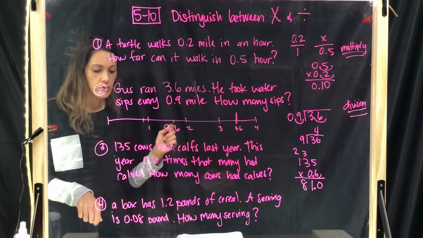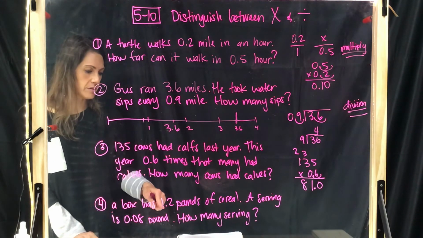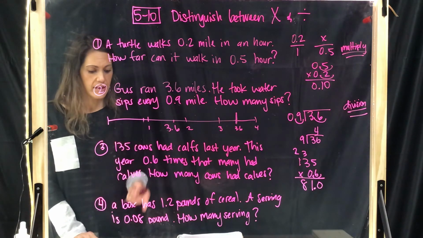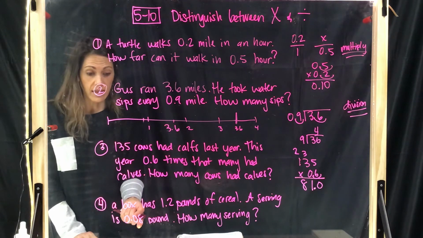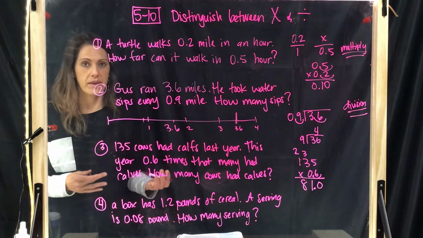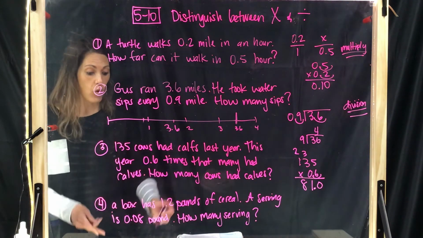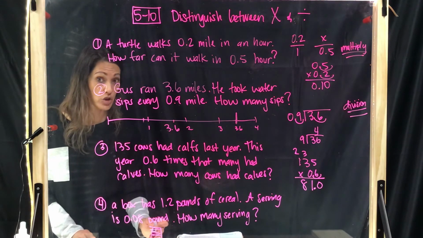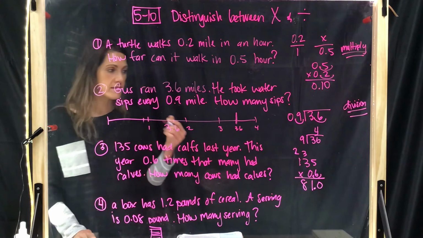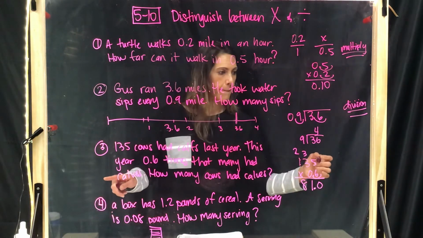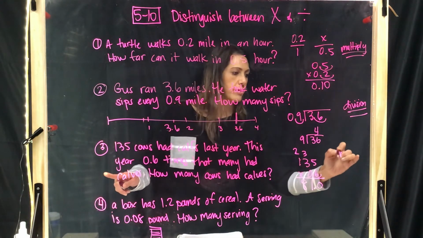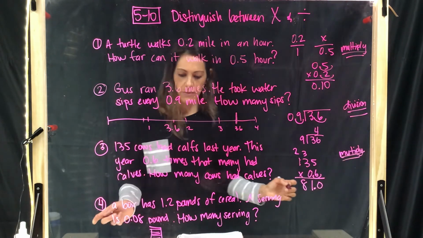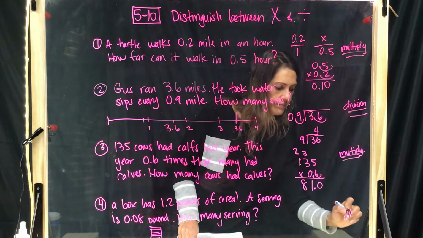Let's take a look at the last one. There's a box of cereal and it weighs 1.2 pounds. So if one serving is 8/100ths of a pound, how many servings would be in a cereal box? So I've got a big old box of cereal and I'm cutting it up into 8/100ths. Cutting it up, again, sounds like division. Okay, so cutting it up, number 4, sounds like division.